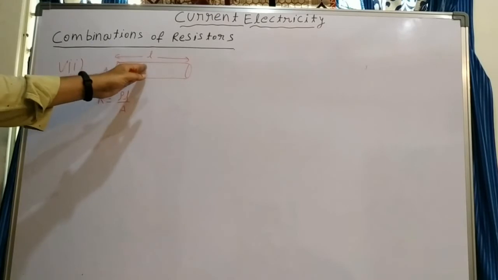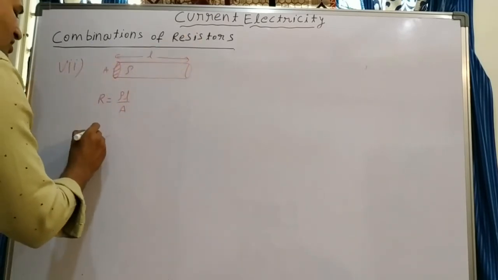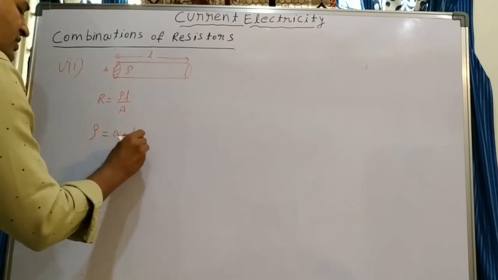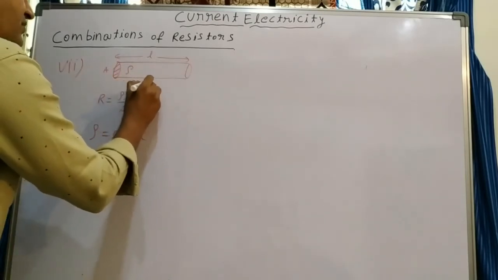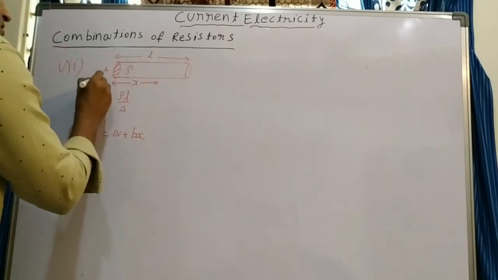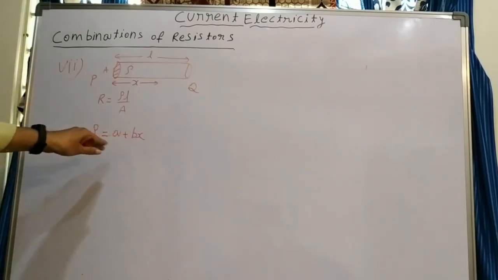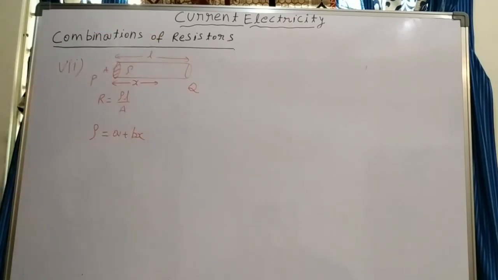Here one resistivity is there, here a different resistivity, like that. Resistivity changes according to a particular equation. Rho is equal to A plus Bx. Suppose this is the resistivity of the conductor at a particular distance x from one end. Take this end as P and that end as Q. From the P end, how resistivity changes, they give an equation like this. Now what is the resistance of this conductor between P and Q?